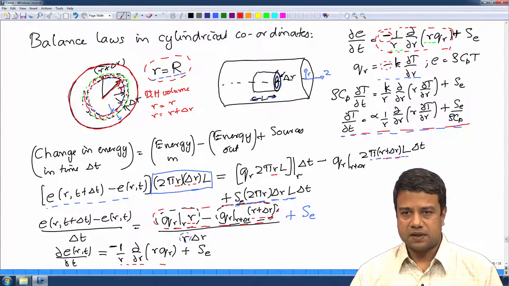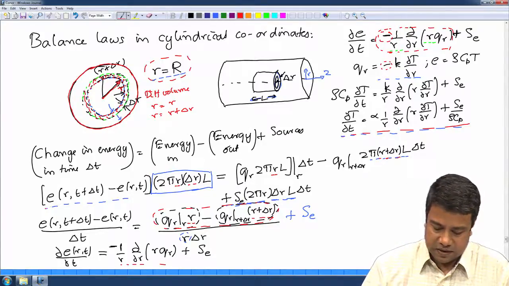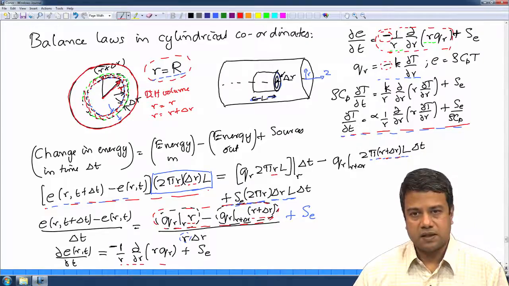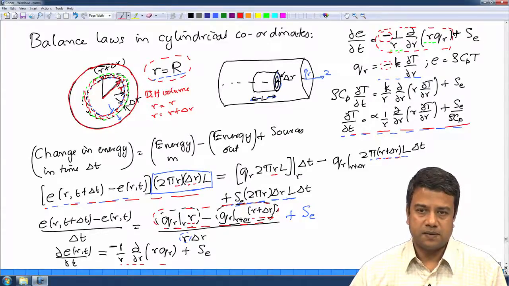In this particular case, we had first considered only variations in the radial coordinate, and we had derived a balance equation by doing a shell balance, where the rate of change of energy was equal to energy in minus energy out plus any sources. Energies in and out were products of the flux times the surface area.